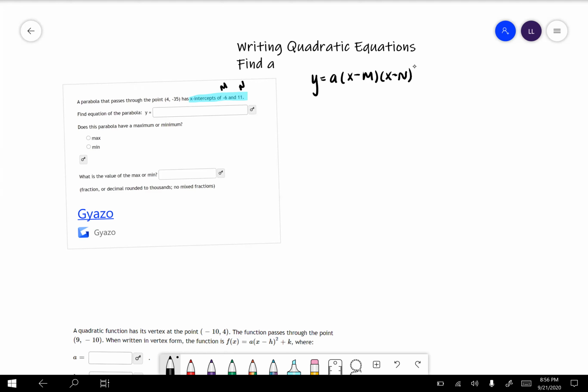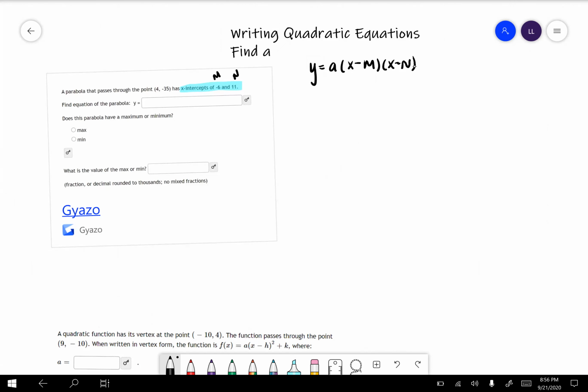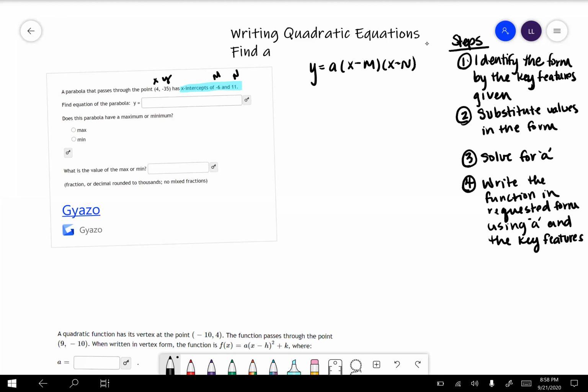Okay, and we are given a point. Our point, we're going to call x and y, and that is going to allow us to find a. So here are our steps. Step 1, identify the form by the key features. In our case, we are using the x-intercepts, so we're going to be using the intercept form.